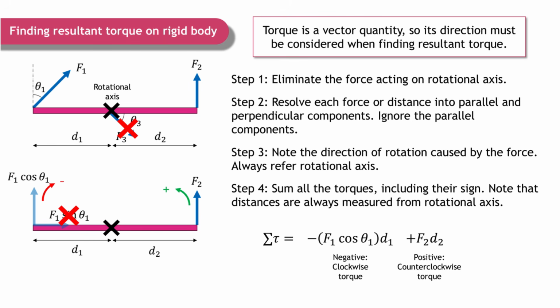When more than one force acts on an object, we calculate the resultant torque by considering each force separately. First, ignore any force acting through the rotational axis, because it produces zero torque. Next, resolve each force into perpendicular and parallel components. Again, only the perpendicular component creates torque. Then determine the direction of rotation. In this chapter, we'll take counterclockwise as positive and clockwise as negative. Finally, add all torques together with their signs. The result is the net torque, summation tau equals minus F1 cos theta 1 d1 plus F2 d2.